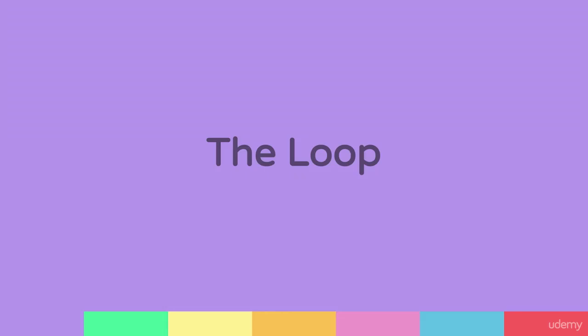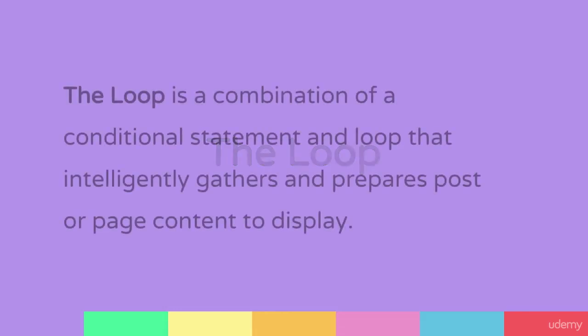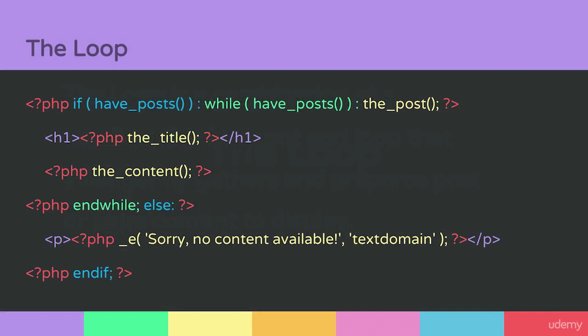One of the important pieces of PHP you will come across, especially when working with themes, is called the loop. The loop is a combination of a PHP conditional statement and a PHP loop that intelligently gathers and prepares post or page content that you could display in your theme template. Here is a breakdown of what a simple loop looks like.